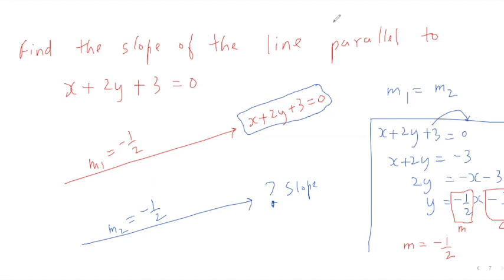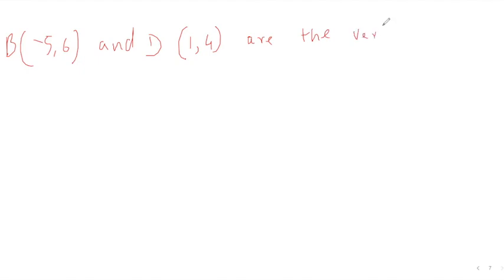Okay. Let's try one which comes a little later in this particular topic. It says, B(-5, 6) and D(1, 4) are the vertices of a rhombus ABCD. Why is only 2 points given? Okay, this could be a tricky one. Are the vertices of rhombus ABCD?